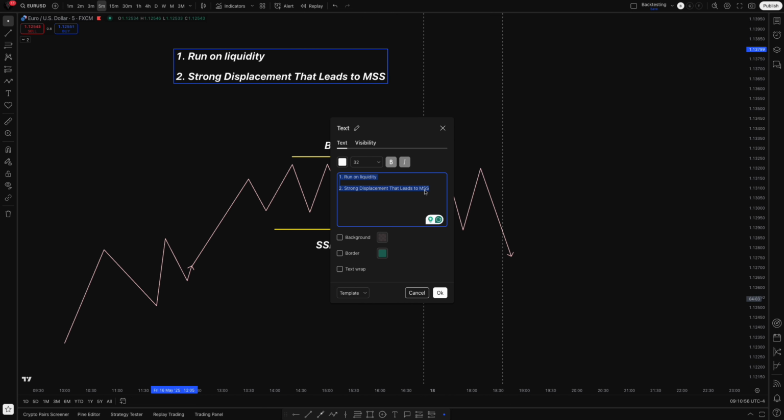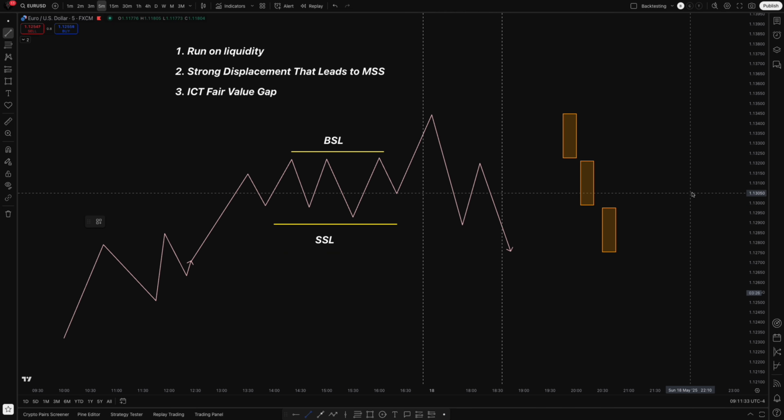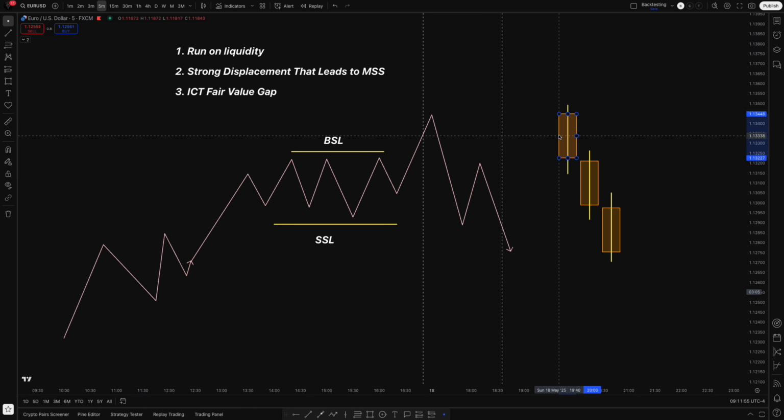So the third thing we're gonna look for in the displacement leg is an ICT fair value gap. Now, I don't know if you're familiar with the fair value gap. So fair value gap is basically a 3-candle pattern. Now we're gonna look for a bearish fair value gap. So a bearish fair value gap is something like this. We have 3 candles. So they might not all be bearish, so some of them might be bullish, but the most important thing is that we must have a bearish candle in the middle. So the fair value gap candle, which is the second candle in our 3-candle pattern, should be and must be bearish.